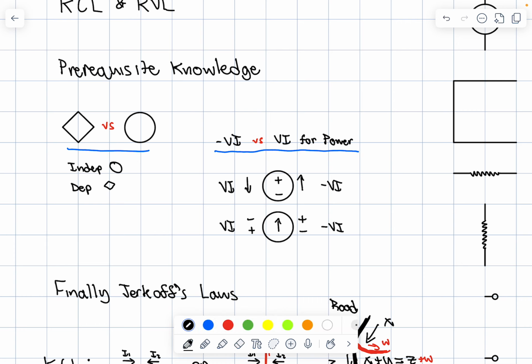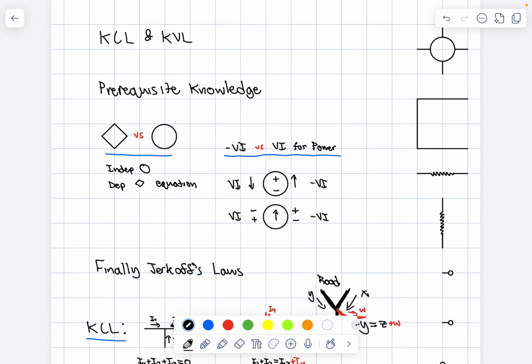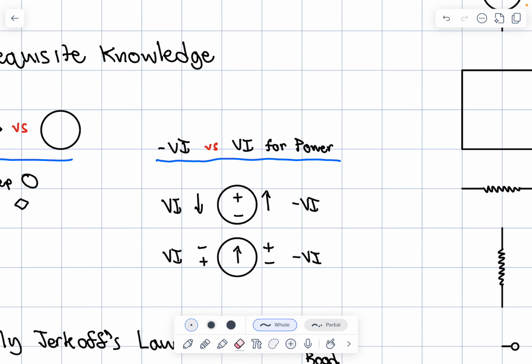But a dependent source is going to be an equation. It's going to be in terms of some other part of the circuit. Maybe a measurement, maybe some other voltage source. You don't know, some other power source. It doesn't really matter. The point is that it's dependent on something else. Pretty simple to deal with, though.